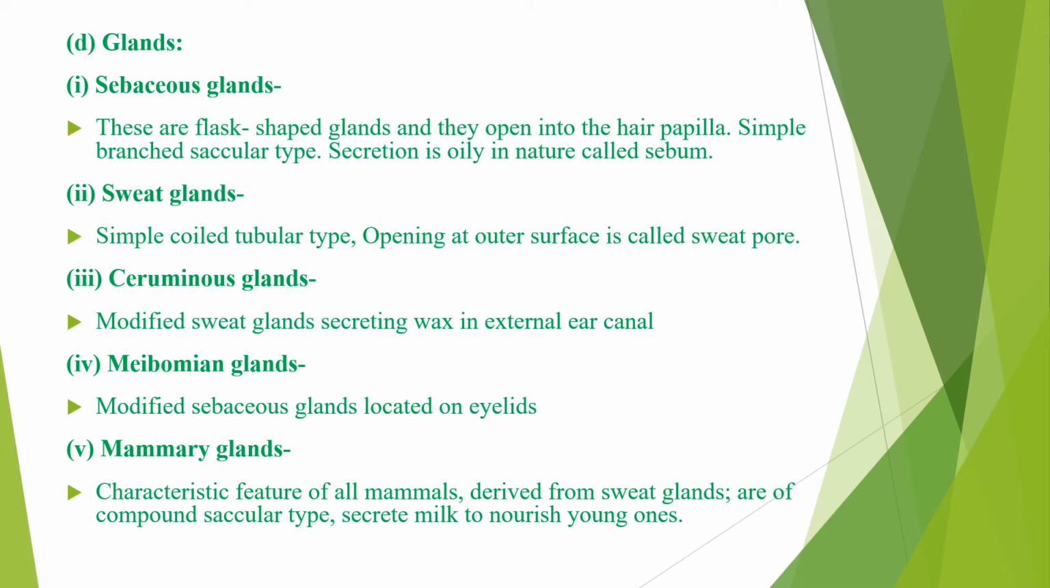The next important gland are the mammary glands. The presence of mammary glands is the characteristic feature of all mammals. So they are mainly derived from the sweat glands, and they are of compound type, saccular in shape, sac like, and they secrete the milk to nourish the young ones.